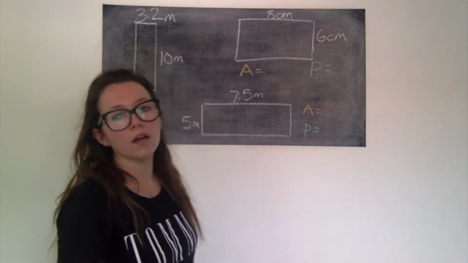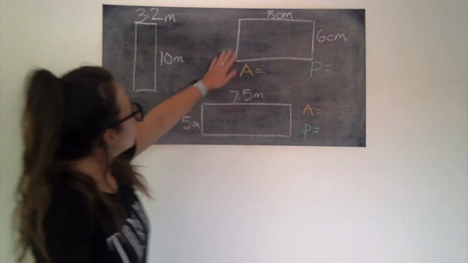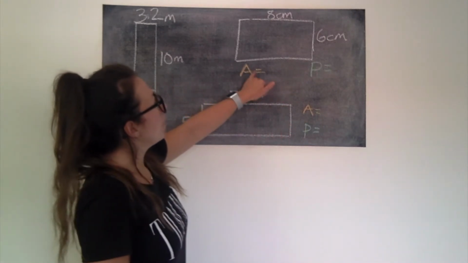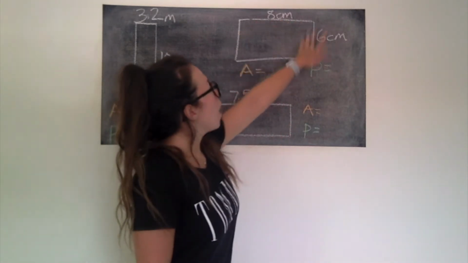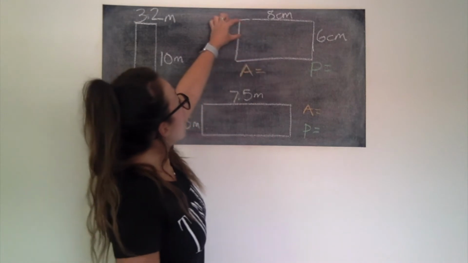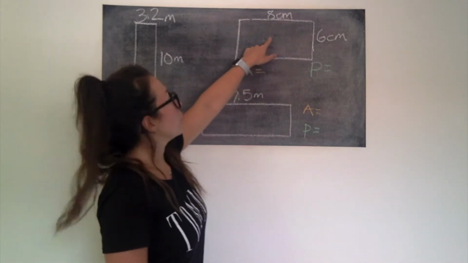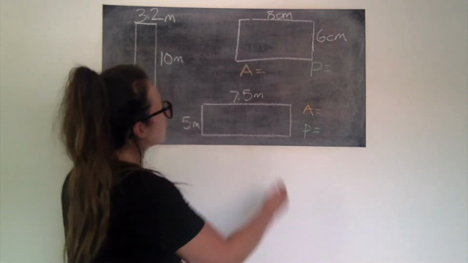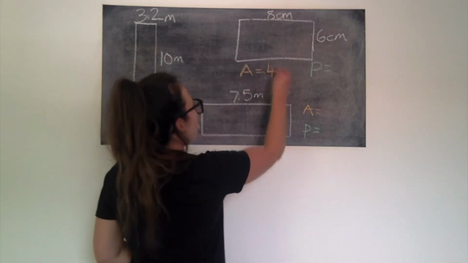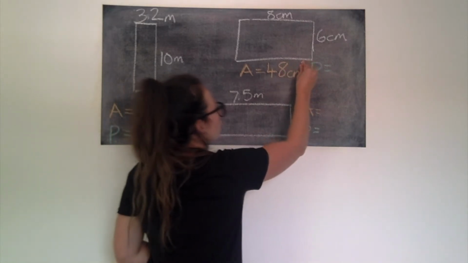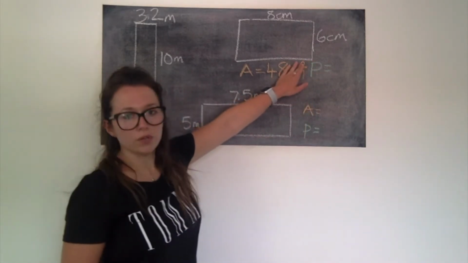Let's start off with our rectangle with whole numbers. So this one here, 8 centimetres by 6 centimetres. To find the area, remember, we've got to do the length times by the width, and we figure out how many centimetres squared would fill the inside of this shape. So 8 times by 6 gives us 48. So the area of this rectangle is 48 centimetres squared, and that's that little 2 that's floating.